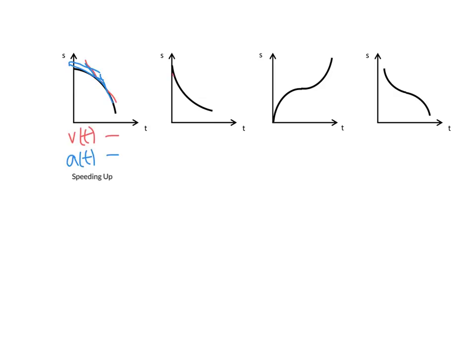Our next one, again, has our v at t as negative, but our acceleration is actually going from negative to 0, right? So our acceleration is actually positive here, so that's our change. And so because they are opposite, we are slowing down.